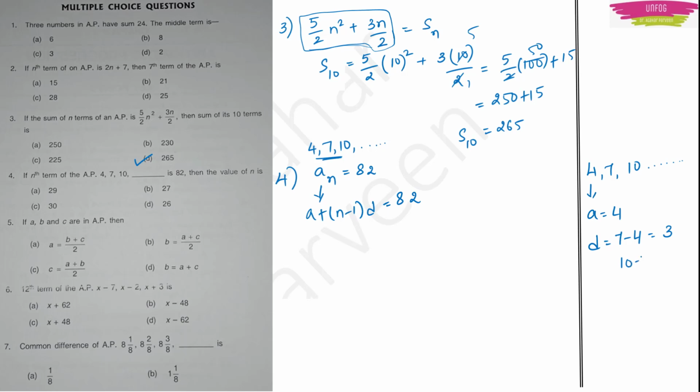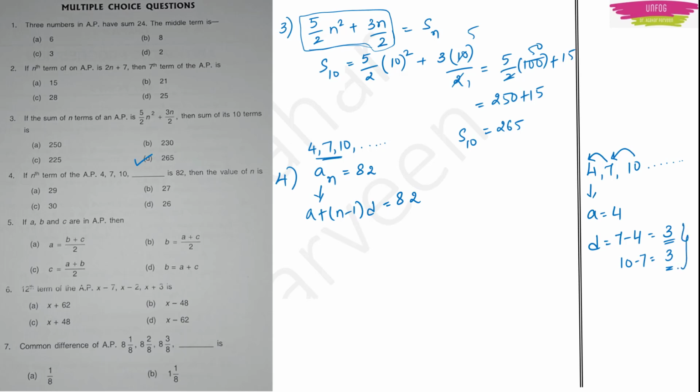Or we do 10 minus 7. This will be equal to 3. Here for 7 minus 4 also we got 3. For 10 minus 7 also we got 3. What we did? We subtracted 7 minus 4 or 10 minus 7. We should get the same common difference for the full progression.